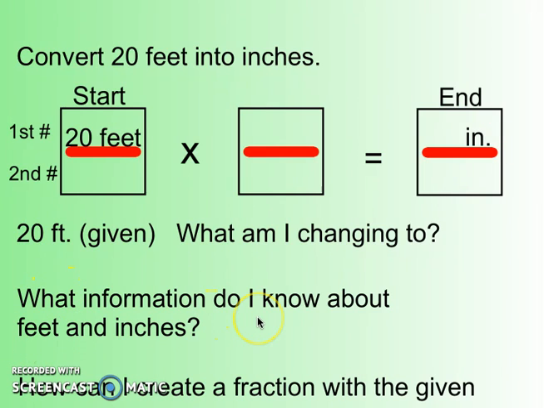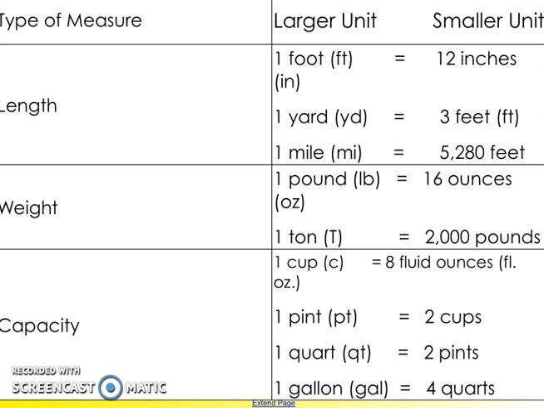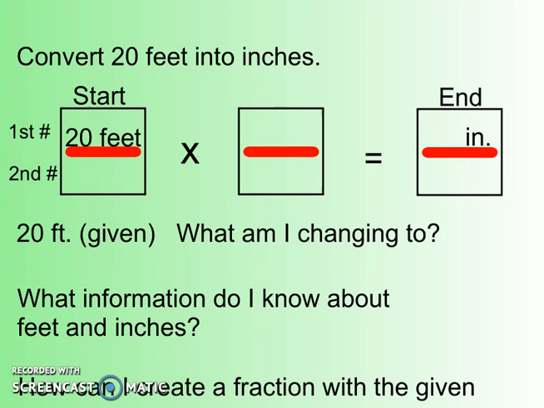Now, what information do I know about feet and inches? Okay, so if you look back here, where do you see feet and inches? Right at the top, you're right. It tells us that there are 12 inches for 1 foot. So I'm going to use that information, and we've been talking about how we can set up that 1 foot is equal to 12 inches.